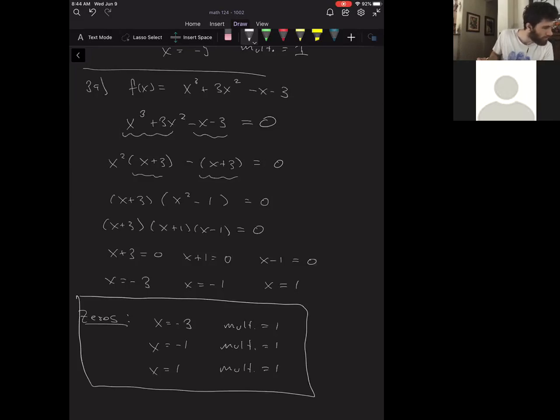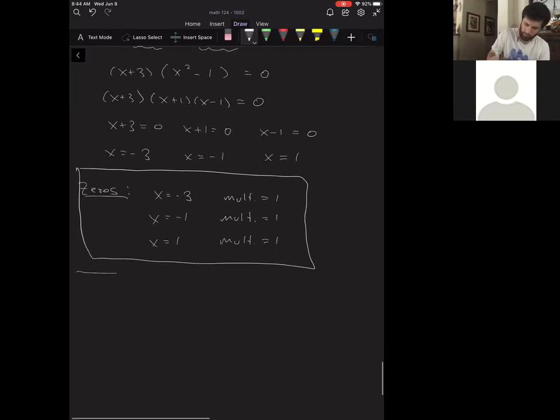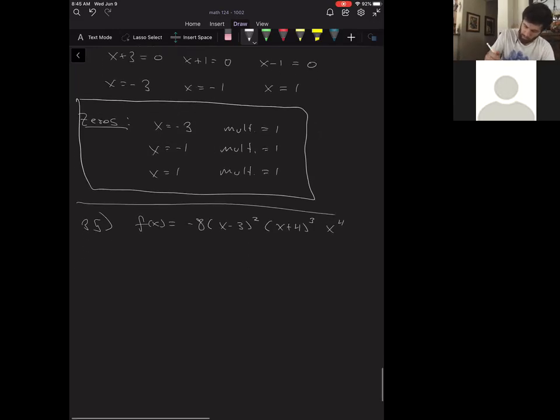Let's see. Let's also do 35. So here, f of x is equal to minus 8 times x minus 3 squared times x plus 4 to the 3 times x to the 4. So we've got to find the zeros of this and see what their multiplicities are. So we need to solve this equation.